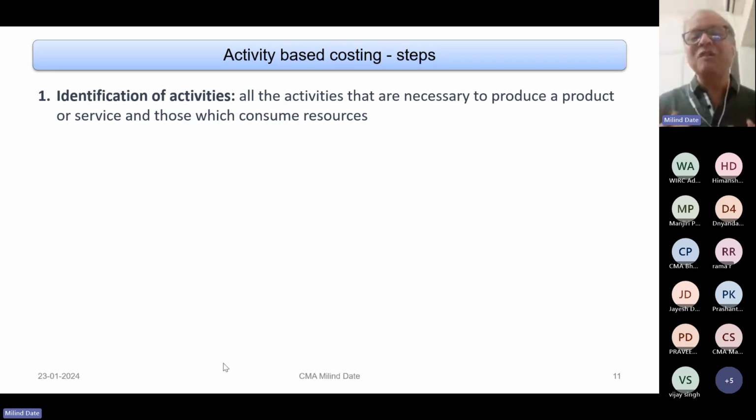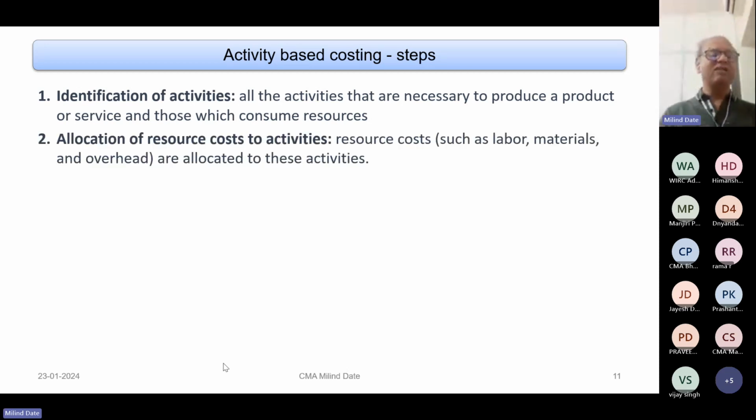One beauty about these emerging techniques is you can use more than one hand in hand to get the best out of it. So identify activities which are required, and the more you can identify, the better it is for you to get all the costs very closely monitored, because they now become visible, they now become traceable. And then what you do is allocate your resource cost to each of these activities.